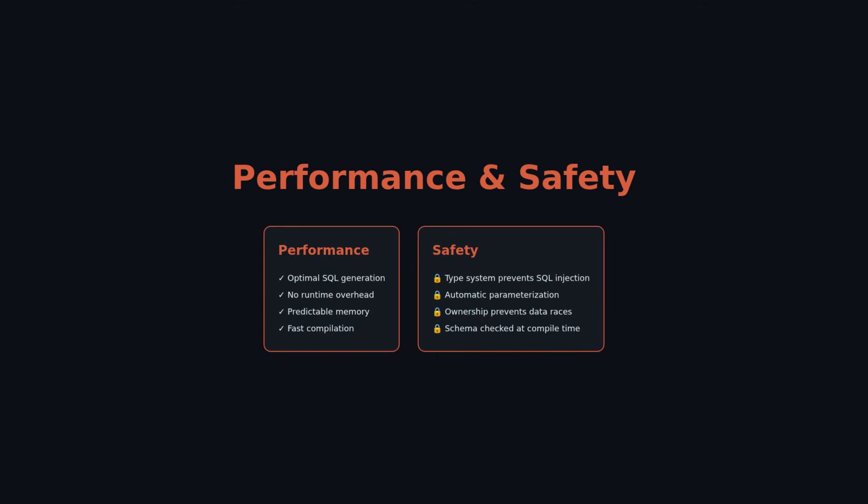How does Diesel perform? Diesel is fast, the generated SQL is optimal, the compile time checking means no runtime surprises, memory usage is predictable and minimal. More importantly, Diesel is safe. The type system prevents SQL injection. Queries are parameterized automatically. The ownership system prevents use after free and data races. Schema mismatches are caught at compile time, not in production. The compile time checking adds to build times, but the resulting binary is fast and safe. You are trading compile time for runtime safety, which is the Rust philosophy.